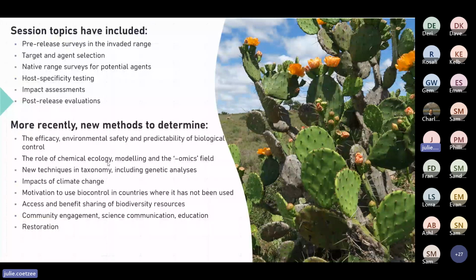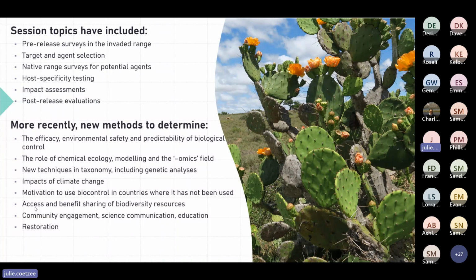What's the role of chemical ecology, modeling, and the omics field? New techniques in taxonomy, including genetic analyses, is a huge field. Impact of climate change. How will these relationships between weeds and their environment and weeds and their biocontrol agents change as climate change increases? Very important is the motivation to use biocontrol in countries where it has not been used before. So convincing countries that biocontrol is beneficial and safe.